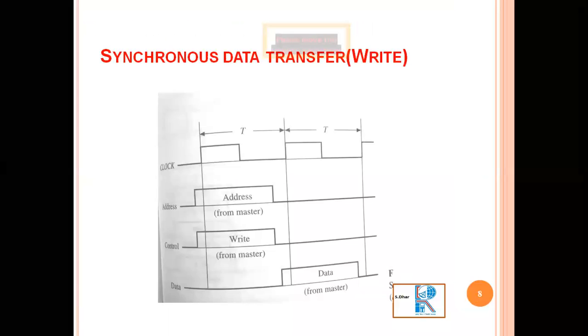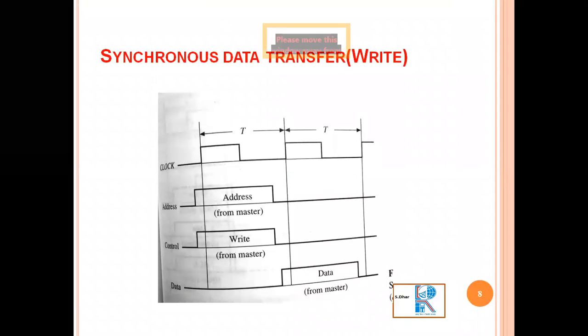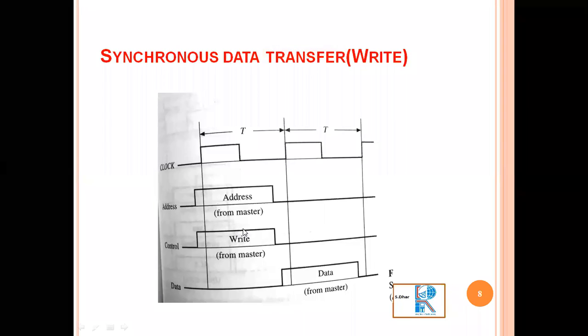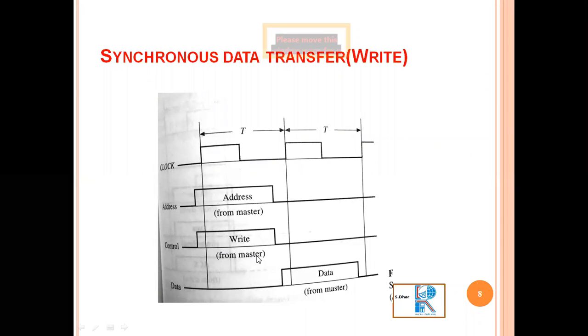Now this is a write operation in the synchronous data transfer mode. See what happens in the write operation. In the write operation, the same clock is related with the system as this is a synchronous data transfer. So T is the time period. Here master wants to write some data to a particular device. So what will happen? First, the address will be generated from the master in the first time period along with the write signal from the master.